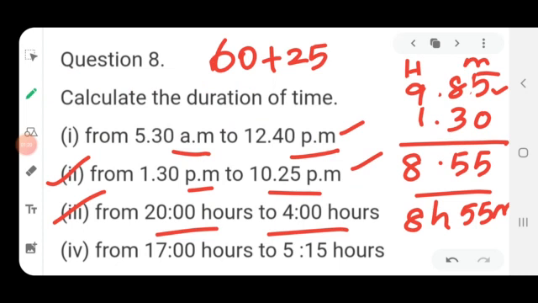The same thing you have to do in the fourth subdivision, so do that question as your homework. You have to take 24 hours in the middle and find the duration between 17 hours to 24 hours and 24 hours to 5:15 hours. Next you have to find the total duration. So take and do question number 4 as your homework.